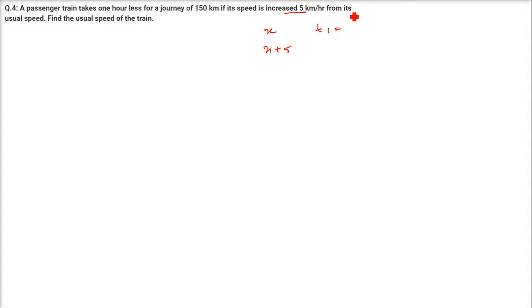So what is the time in the first case? Distance will remain the same. So time is distance by speed. So 200 by x is the time in the first case, and in the second case, when the speed is increased by 5 km an hour, it will be 200 by x plus 5. The difference of the time is given as 1 hour. So 200 by x minus 200 by x plus 5 is given as 150.